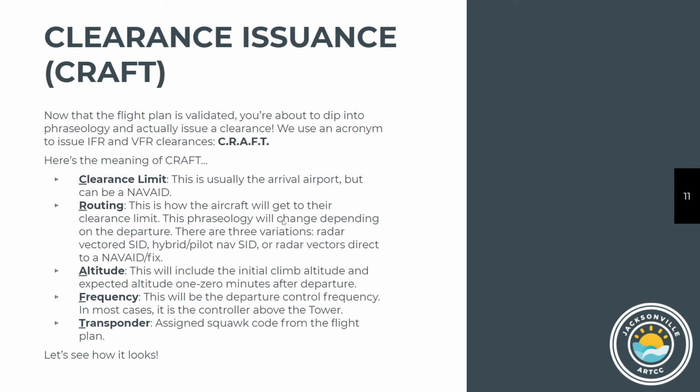Okay, how do we give a clearance? Well, we issue it through the mnemonic called CRAFT. And this is used whether it's VFR or IFR. And it doesn't necessarily have to be to an airfield. It could be to a navaid. It could be into an airspace. So a VFR aircraft in Orlando would get a clearance into the Class Bravo, and that's their clearance limit. But it's usually the arrival airport.